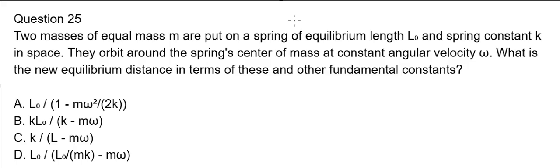So, in this question, we have two equal masses of mass m that are put on a spring of equilibrium length L0, spring constant k, in space, so no gravity. Or, well, there is gravity, but it's negligible. They orbit around the spring center of mass at a constant angular velocity omega, and we need to find the new equilibrium distance in terms of these constants and other fundamental constants.